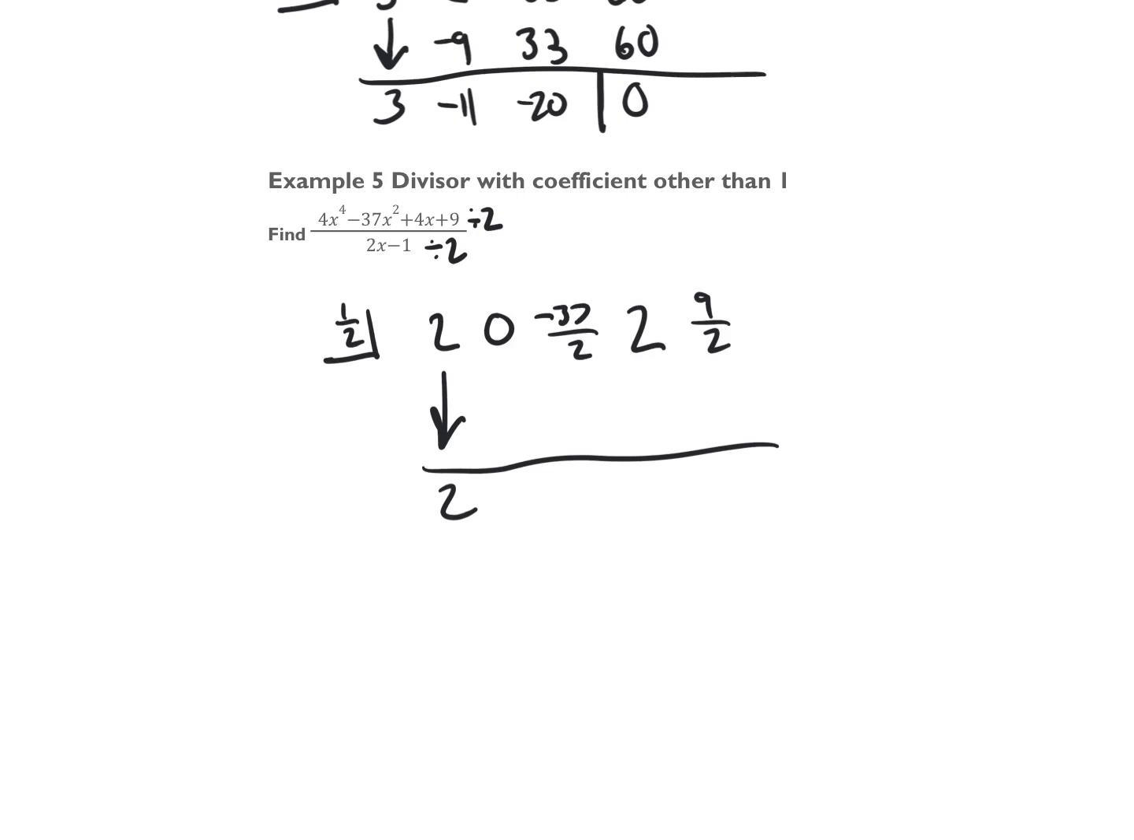Multiply the a, 1/2, times our coefficient that we brought down, so 1/2 of 2 is 1. And then we add 0 plus 1 is 1. 1/2 times 1 is 1/2. And 1/2 minus 37/2 is negative 36/2, which does simplify to negative 18. And then half of negative 18 is negative 9. Negative 9 plus 2 is negative 7. Negative 7 times a half is negative 7/2. And then 9/2 minus 7/2 is 2/2, or 1. And so that is our remainder of 1.